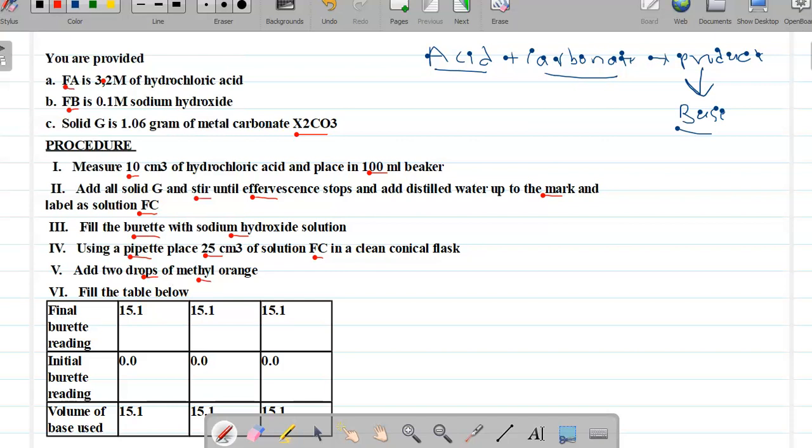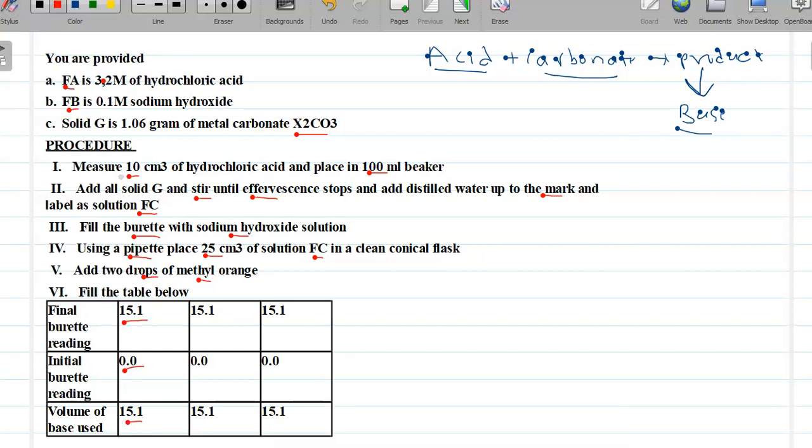Here we have the final burette reading. We got 15.1, and the initial was 0.0. Subtracting the final minus the initial, we get 15.1. Here also we have 15.1; the initial 0.0, we subtract, we get 15.1. The same here, the same here also.